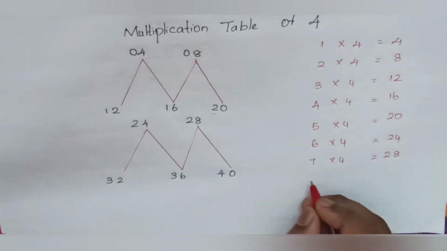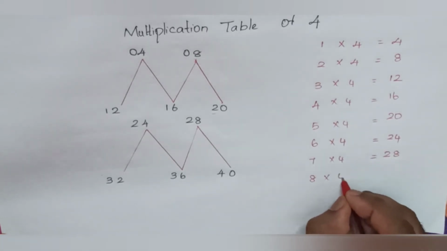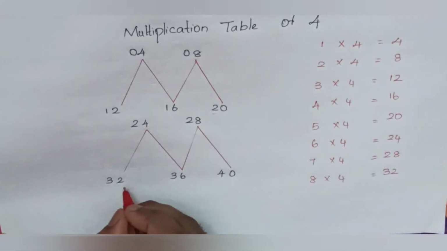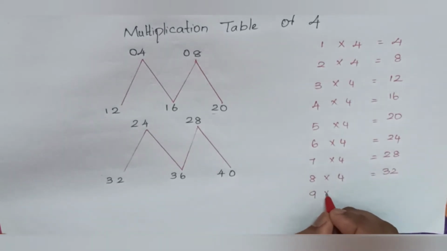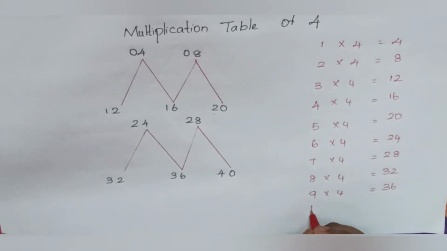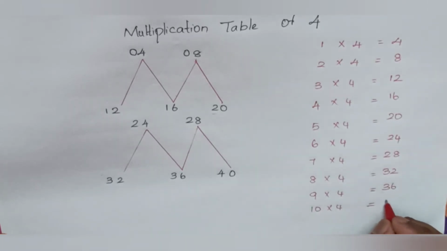8 into 4 equal to 32. 9 into 4 equal to 36. 10 into 4 equal to 40. That's all. Multiplication table of 5. I'm just going to explain this in the easiest way.